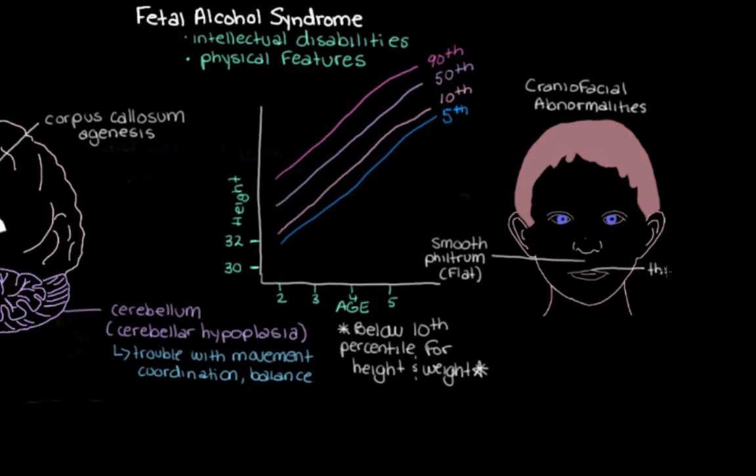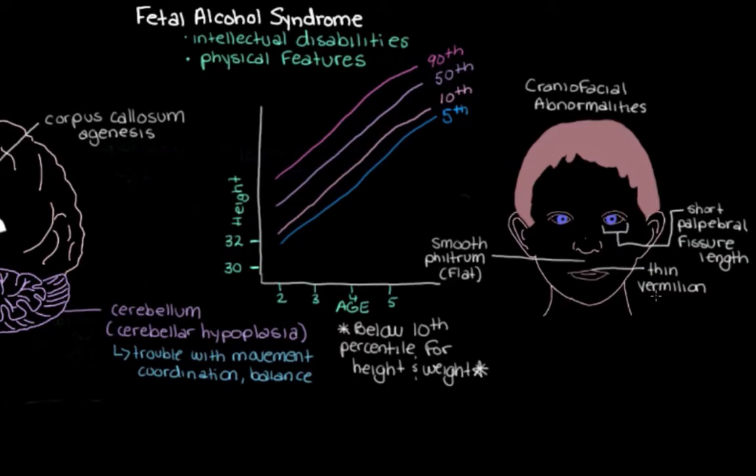And the second feature that we see here is a thin vermilion. So this part of the upper lip here, this is the vermilion, so it's quite thin in people with fetal alcohol syndrome. And the last feature we see is a reduced distance between this part of the eye and this part of the eye, and we call this a short palpebral fissure length. And interestingly, with each of these features, the more alcohol that the fetus was exposed to, the more exaggerated these features are. So with more alcohol exposure, we see a flatter philtrum, a thinner vermilion, and shorter palpebral fissure length.